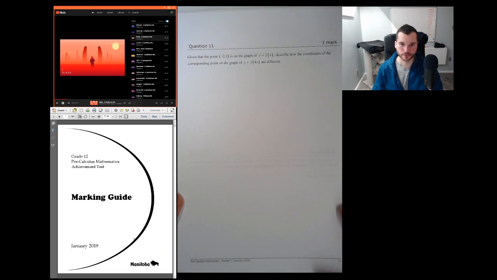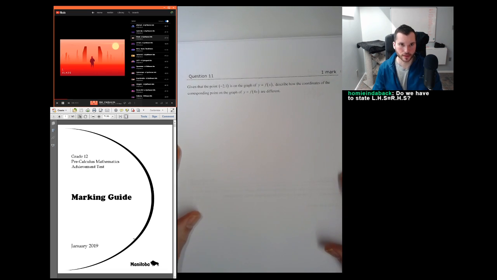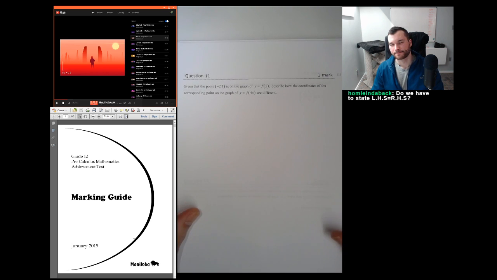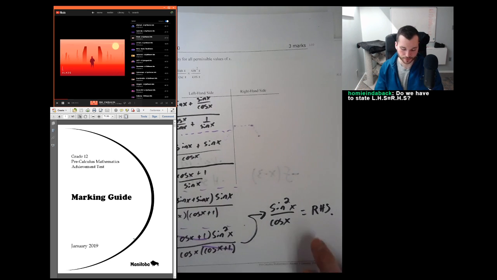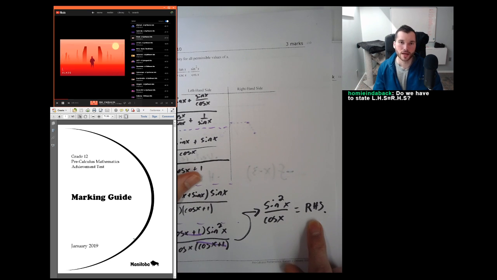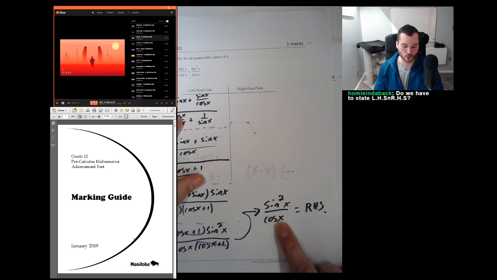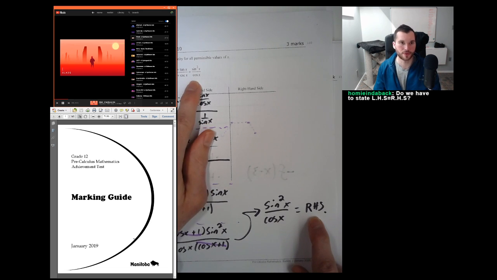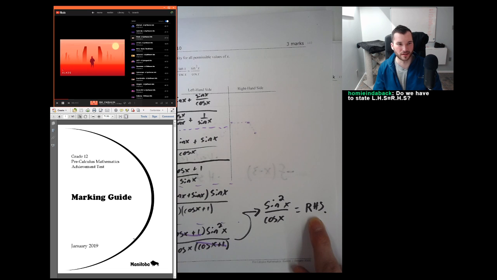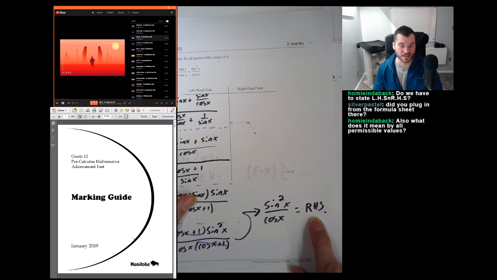Okay, question 11. Given the point, do we have to state... Just do it. You wouldn't have to put the LHS equals RHS, but I would certainly, at this point, just say that it's equal to that. You're just reaffirming that the thing that you got is indeed what the right-hand side was, you know? It takes no effort for you to do that, but that's all you gotta do.